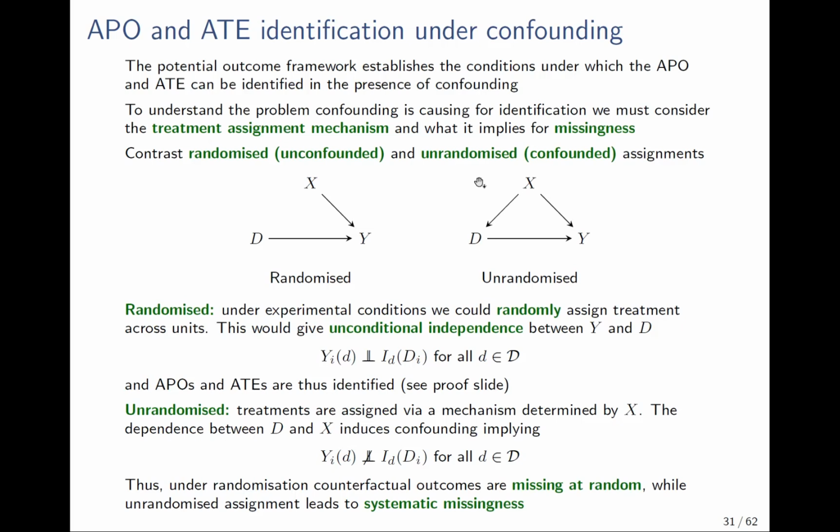Now conversely, when we observe confounding, that's typically due to a non-randomized or unrandomized treatment assignment, and this will hopefully become clearer and easier to grasp once I give an example of when unconditional independence doesn't hold. But first of all, I just want to explain why, if unconditional independence holds, we can identify the average treatment effects under this condition.